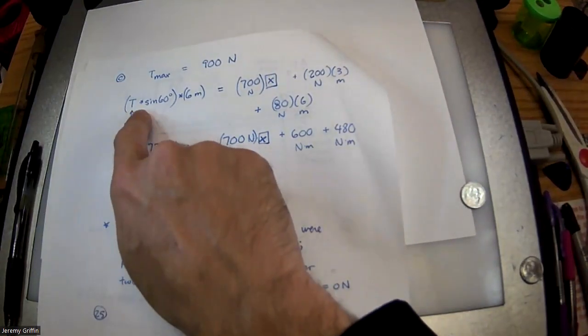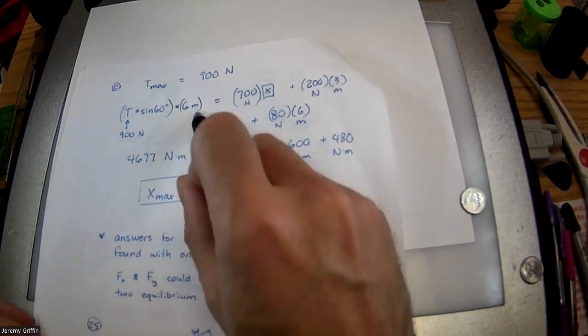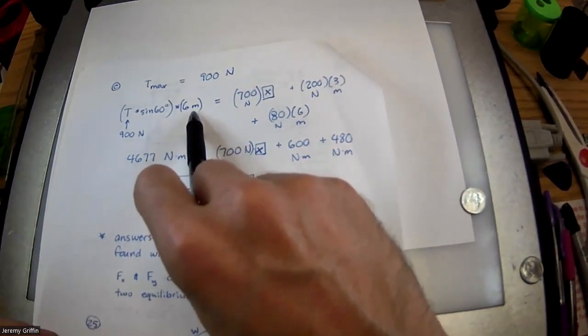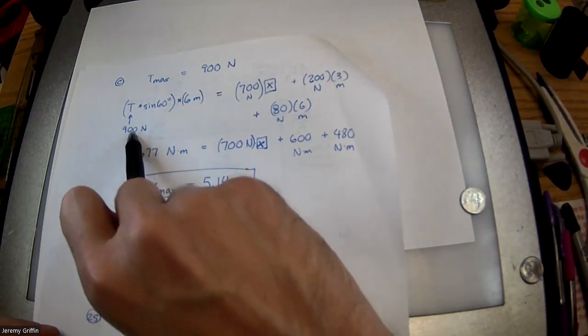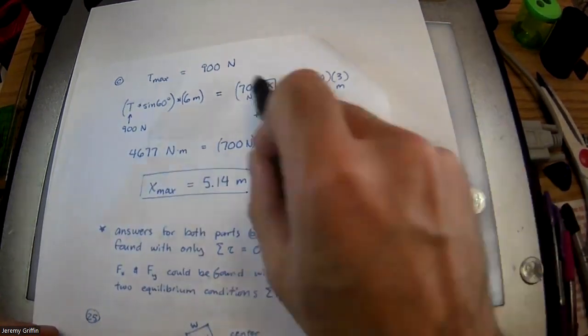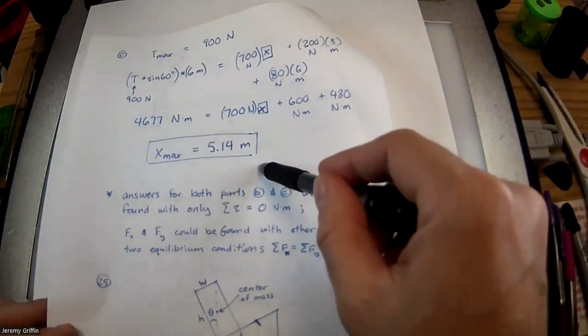And then it's not the full tension, but the sine component of the tension. Also, it's at the 6-meter mark, that's pulling back. Now, we're going to let that tension go to 900 newtons when it breaks, and solve for X. So you can solve this whole thing with just this torque setup, okay? And you should get this number.